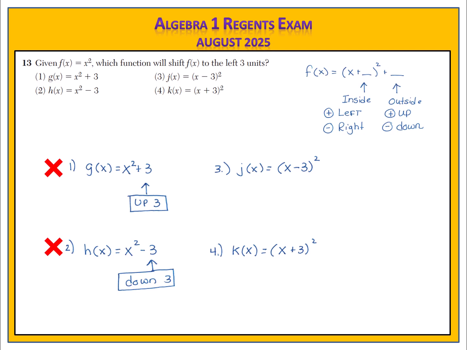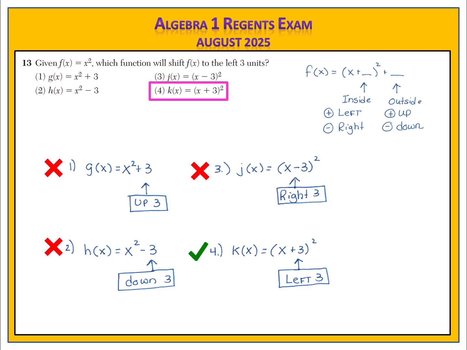Choice 3. We have minus 3 inside the parenthesis. Inside the parenthesis is our left and right movement. It is the opposite of what we think, so minus 3 would actually shift us to the right 3. We want to move to the left. Choice 3 is not our answer. In the fourth choice, we have x plus 3 in parentheses. Again, inside the parenthesis is our left and right movement, and the opposite of what we think. Plus 3 means we move to the left 3, which is exactly what we want. Choice 4 is our answer.